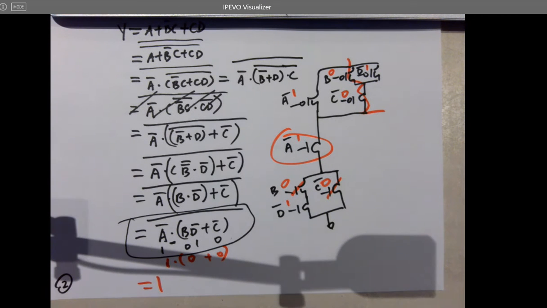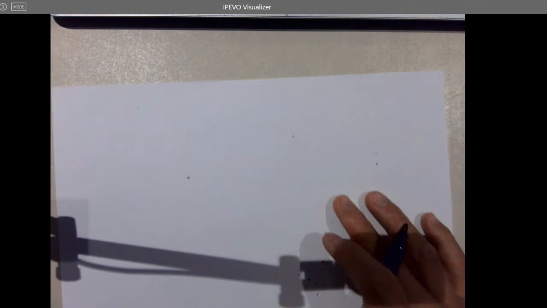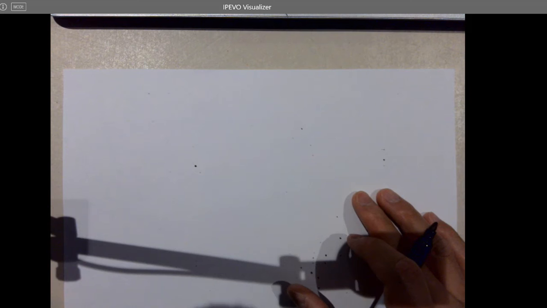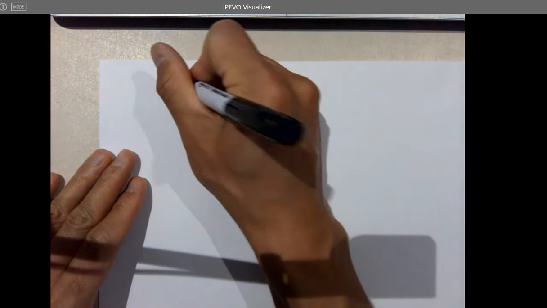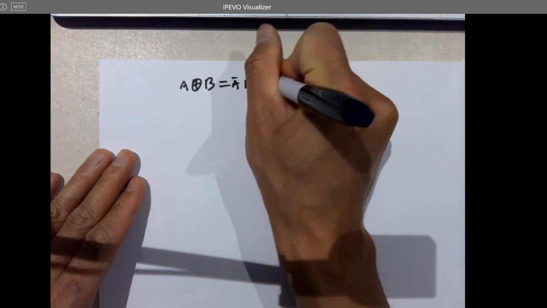See if I have more examples. What about XOR? The XOR gate. So what's the XOR logic first? A XOR B goes to A not B or A B not.